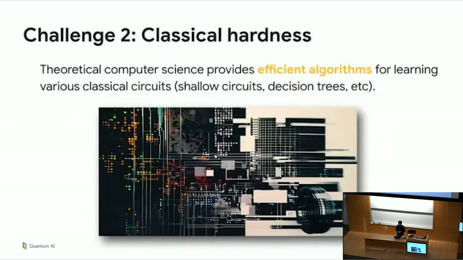Another challenge comes from a more theoretical perspective, due to classical hardness. In theoretical computer science, there has been tons of work trying to understand and develop provably efficient algorithms for learning various classical circuits, such as shallow classical circuits, called NC0, or shallow classical circuits with unbounded fan-in AND gates, AC0, as well as learning decision trees, random forests, kernel methods, support vector machines, etc. A lot of them can all be done very efficiently.